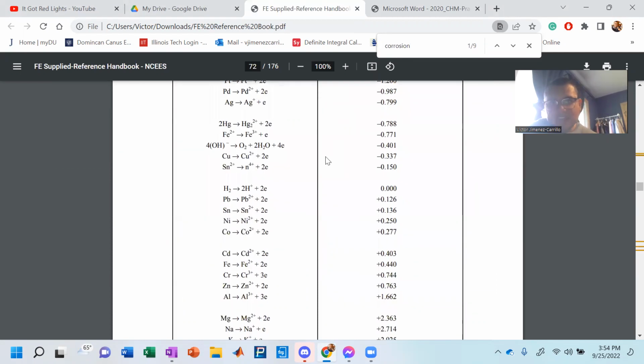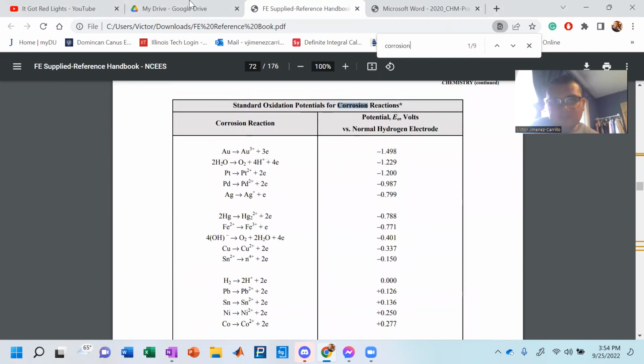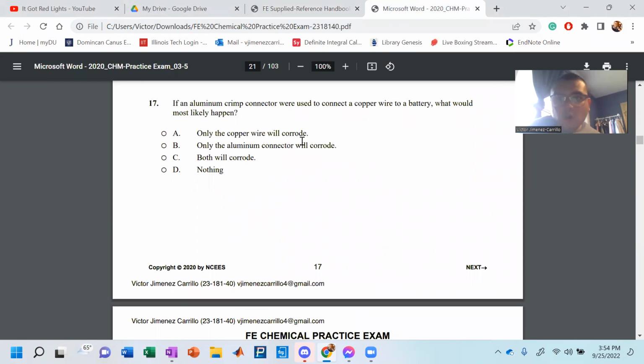Corrosion of reactions. And they have a whole list, which is good. Now, the whole corrosion system here is sort of nasty, but the answer is going to be B, aluminum connectors will corrode. And the rationale for that is that aluminum is anodic compared to copper, so aluminum will corrode to protect the copper. Now, how do you know that?